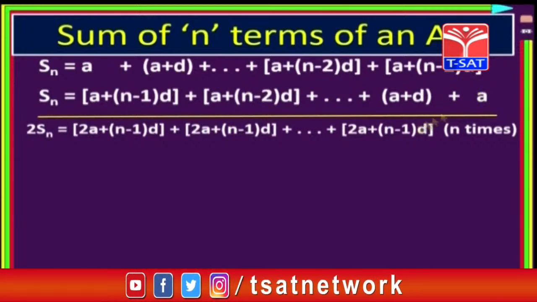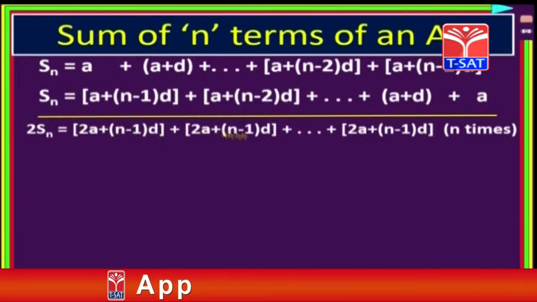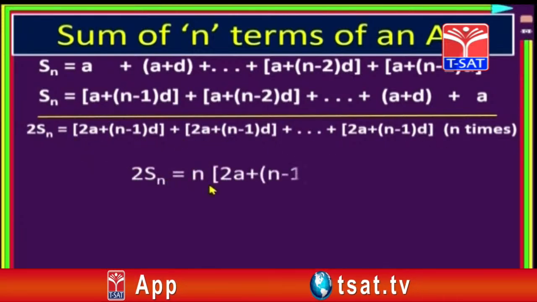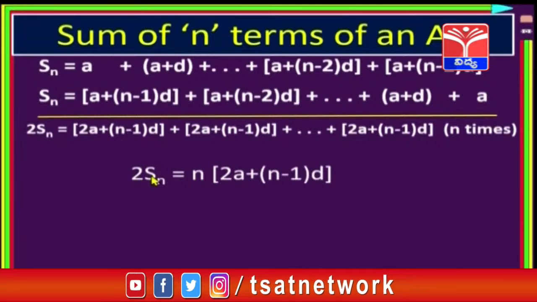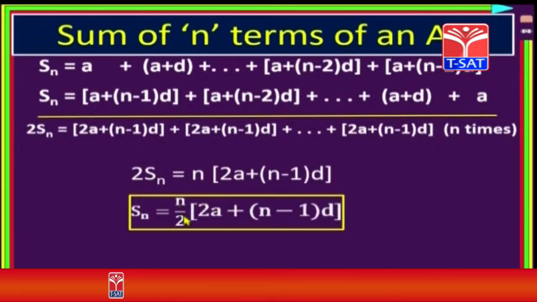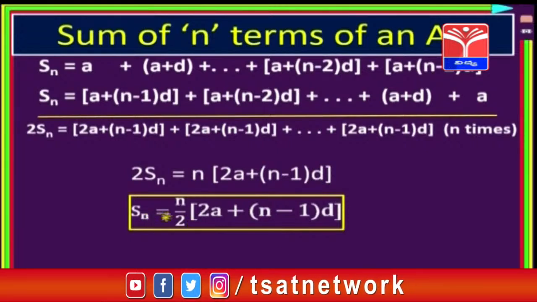The sum of the last two terms is also 2a plus (n minus 1) into d. So this 2a plus (n minus 1) into d is repeated n times. So that's why 2Sn is equal to n times (2a plus (n minus 1) into d). Now here 2 is multiplied to Sn. Now bring it to the right side, you will get Sn is equal to n by 2 into (2a plus (n minus 1) into d). So what is Sn? Sn is nothing but the sum of n terms of an arithmetic progression. Therefore this is the formula, that is Sn is equal to n by 2 into (2a plus (n minus 1) into d).